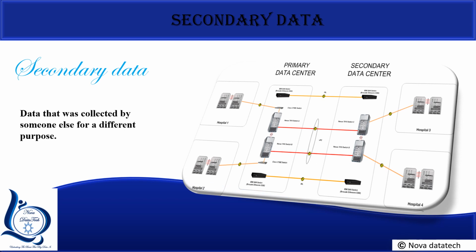Next, we have secondary data, and secondary data refers to data that was collected by someone else and for a different purpose. Secondary data can be obtained from a variety of sources, including government agencies, research institutions, and private organizations. Advantages include that it can be obtained quickly and inexpensively. It may be comprehensive and up to date, and it can be used to support or refute existing theories.